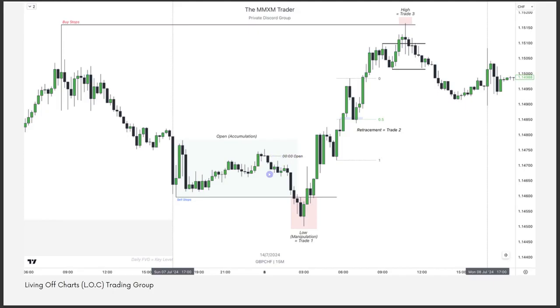A classic buy day is always a manipulation during the London session, creating a low of the day, and then an expansion higher for the rest of the day. So we had this nice accumulation, sell stops resting below those lows. New York midnight opening over here, London session trades lower, and this is the manipulation phase. So this is trade opportunity number 1.